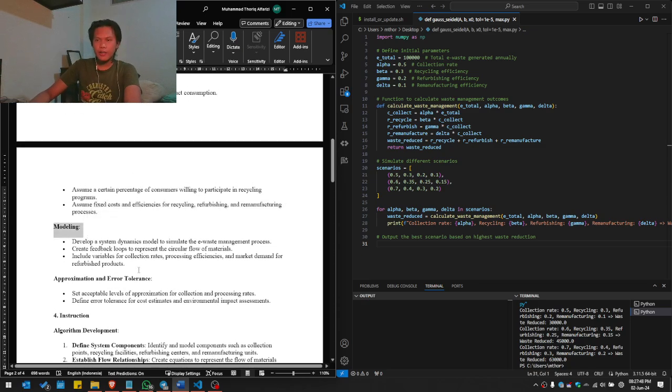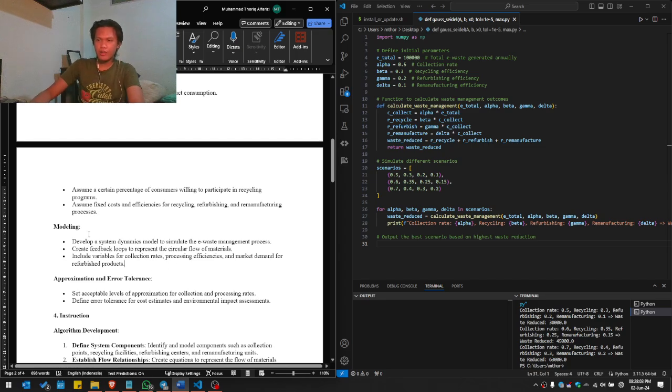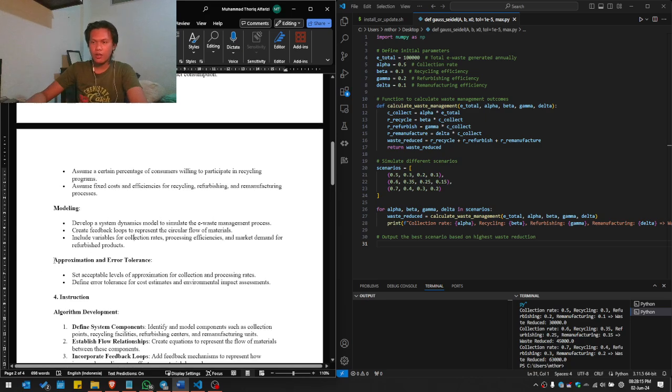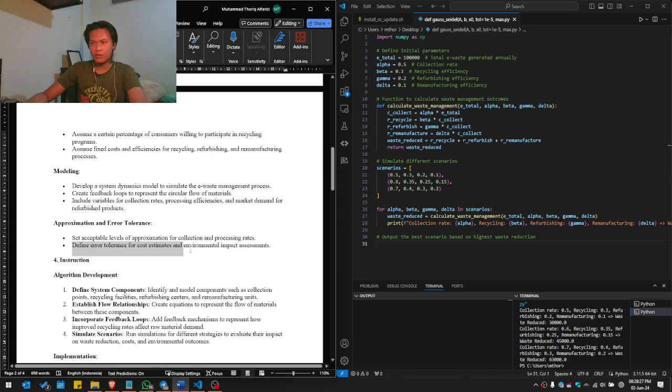And here we have our modeling. Our model is to develop a system dynamics model to simulate the e-waste management process, to create feedback loops to represent the flow of materials, and to include variables for collection rates, processing efficiencies, and market demand for refurbished products. And we also have our approximation and error tolerance, which is to set acceptable levels of approximation for collection and processing rates, and to define error tolerance for cost estimates and environmental impact assessments.